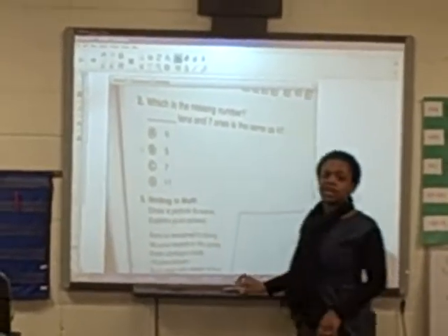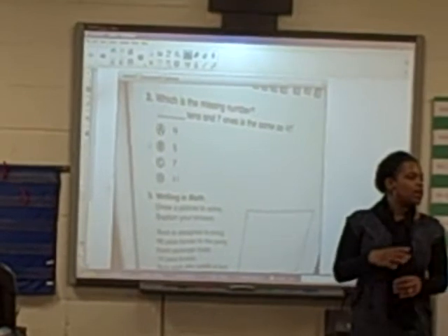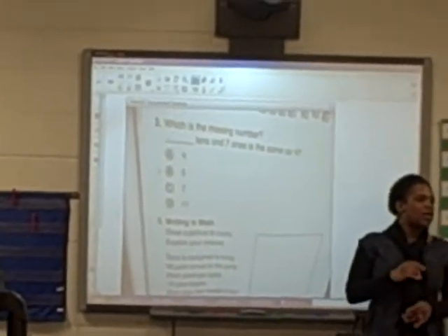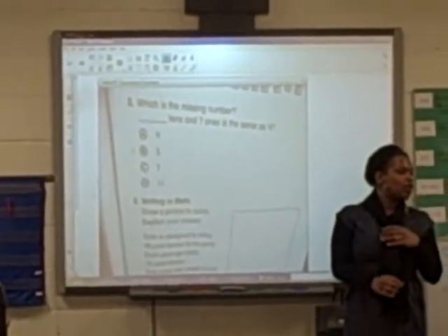So is everybody understanding what we're doing? Yes. By putting our numbers on the value chart? Yes. And by counting our groups of 10 and the ones that are left over? Yes.